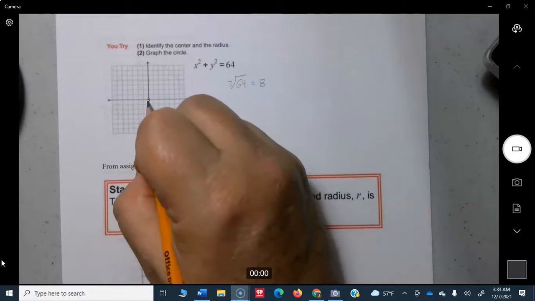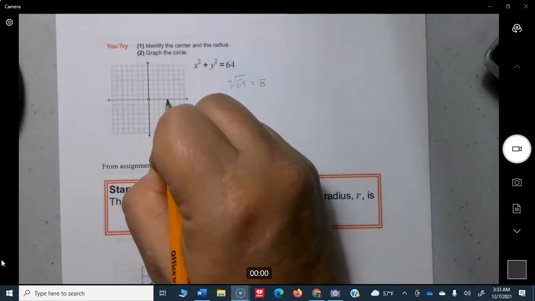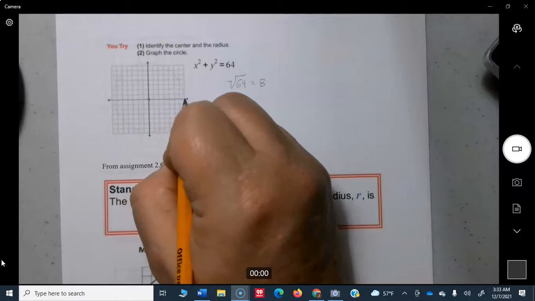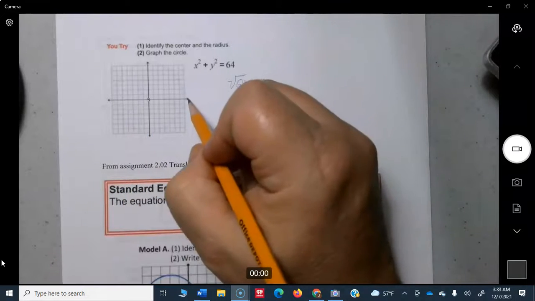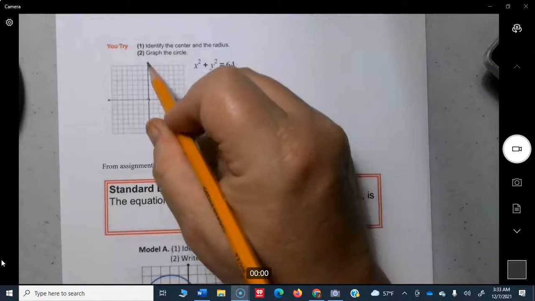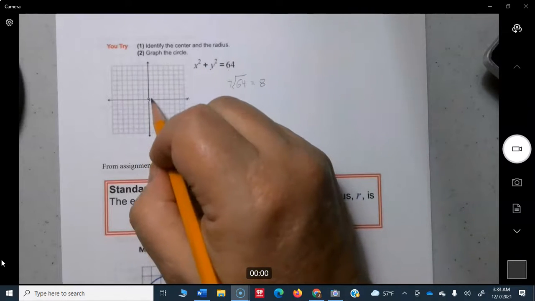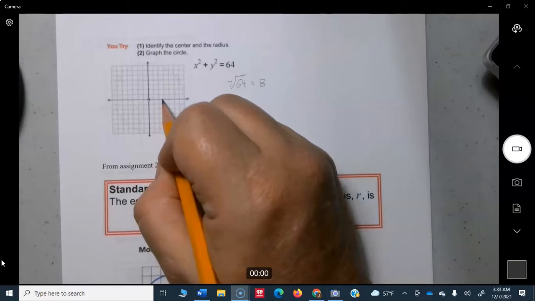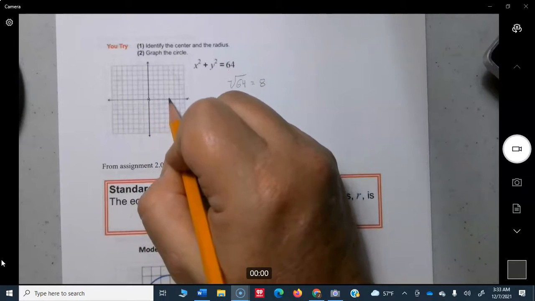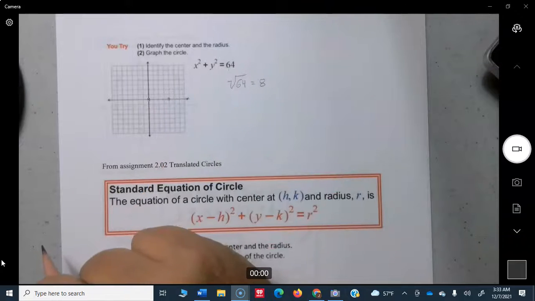So I'm going to count 1, 2, 3, 4, 5, 6, 7, 8. That goes outside of our graph. So we could do one of two things. We could just say, oh, it's out here somewhere. Or we don't have to count every square as 1. We can count every square as 2. So this is going to be 2, 4, 6, 8. So part of the circle goes through that point.